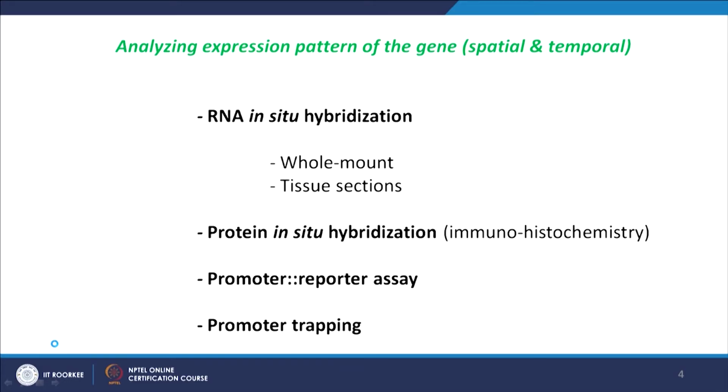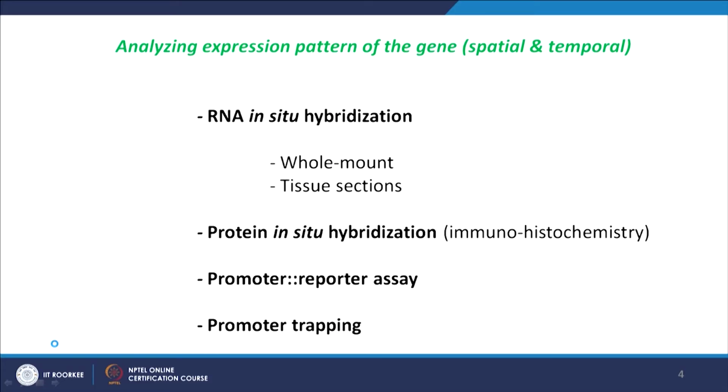So, if you want to study the function of a particular gene through a reverse genetics based approach, the first and very important thing you have to do is to very precisely study the expression pattern, particularly the spatial and temporal expression pattern. Spatial means in which tissue, which cells or which organs it is expressed, and temporal means at what stage of development it starts expressing.